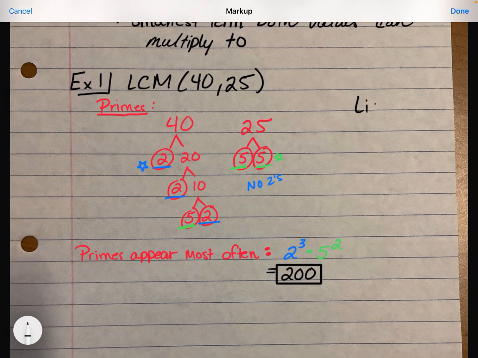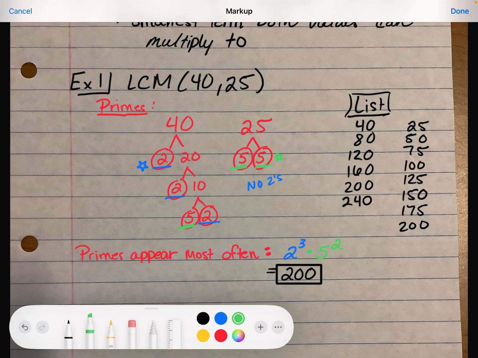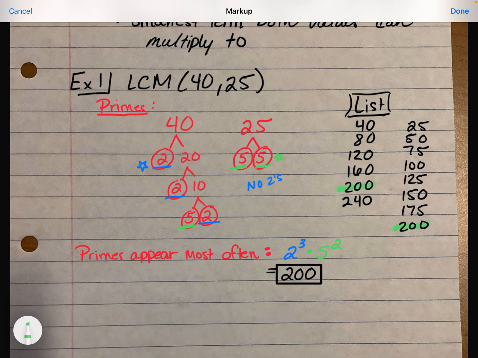The other method you can always use is listing the multiples. Again, this method can take a while depending on how large the numbers are, so this method is not recommended, especially when you have time against you. But it is a method that can work if you're stuck, or maybe you want to check your work. So you can see I'm just listing my multiples of 40 and 25, and I list just a few in each list until I get to the one that they have in common. I'm still working, and there it is. Found it. They have 200 in common.